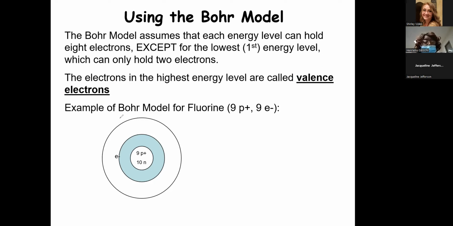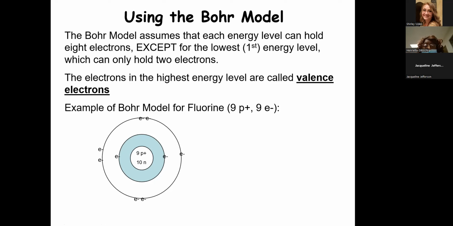Okay. So in order to do fluorine, remember the rule says that we have to put 2 electrons on the first level. So we're going to do that. There's the 2. But we have a total of 9, right? So that means we have 7 more. That goes to the next level. So we got 2, 4, 6, and 1 more, 7. And that's a total of 9 electrons. And that's how you do the Bohr model.